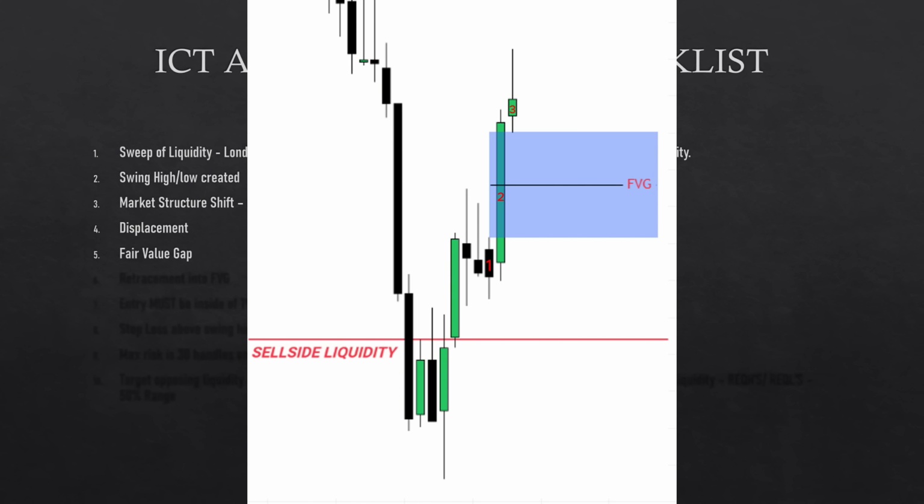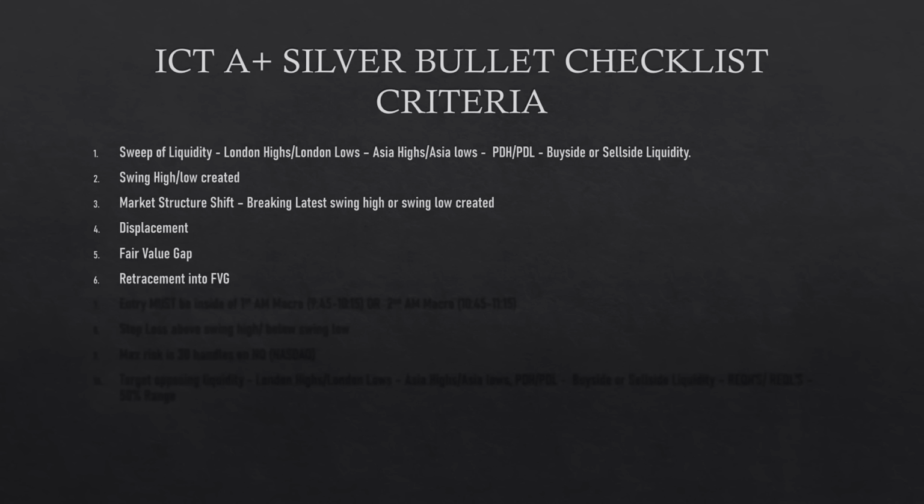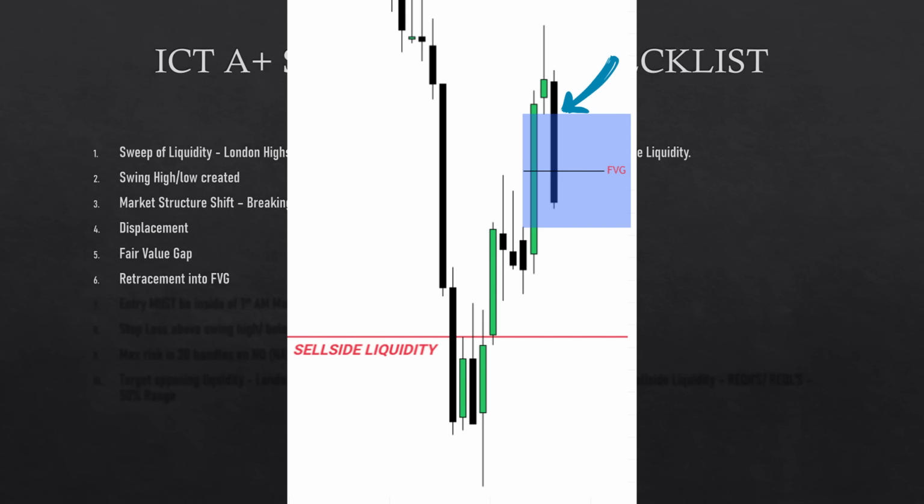We need that fair value gap to form in order to continue on to the next step. And our next checkpoint on our criteria is a retracement into that fair value gap. A retracement into that fair value gap indicates our entry. As soon as price retraces into the edge of that fair value gap, we execute.